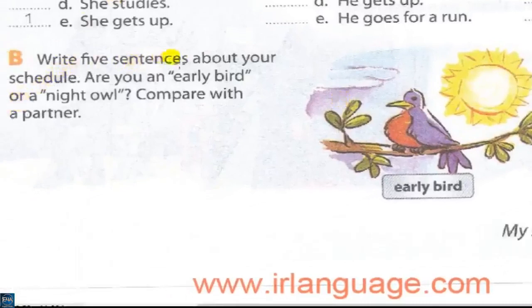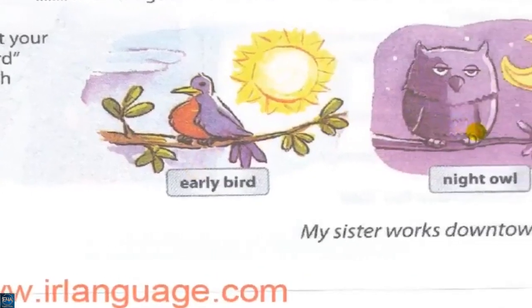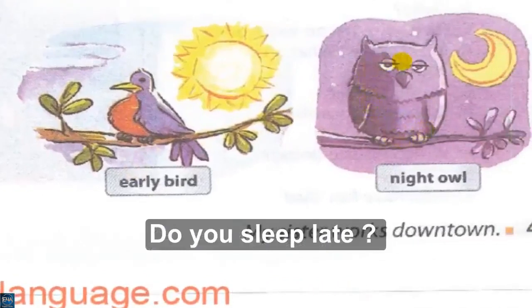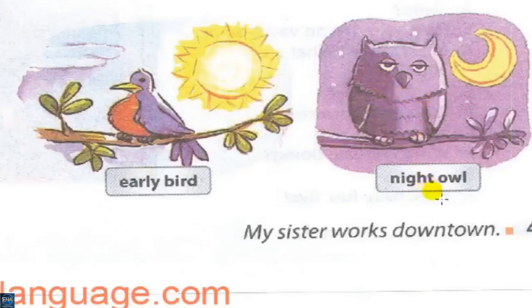B. Write 5 sentences about your schedule. Are you an early bird or a night owl? Compare with a partner. Do you get up early? Early bird. Do you sleep late? Do you stay up all night? You're a night owl.